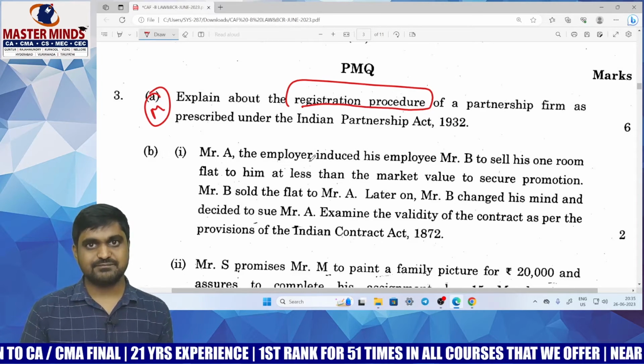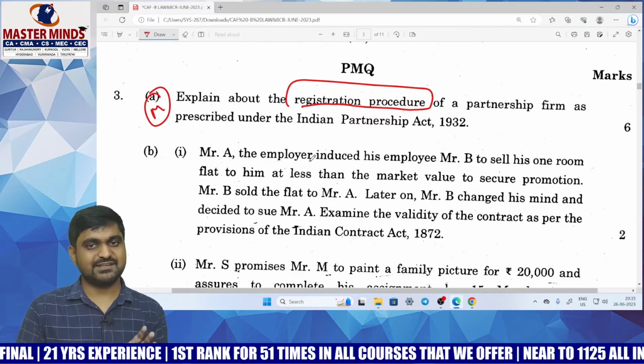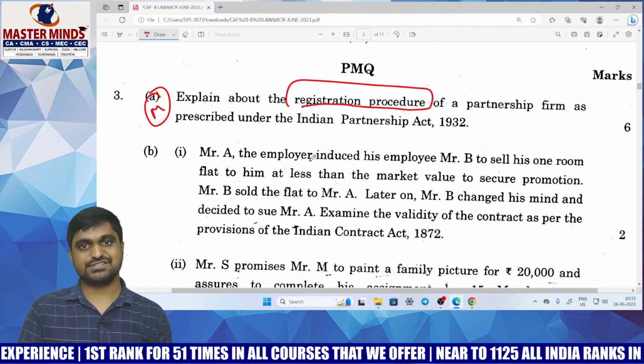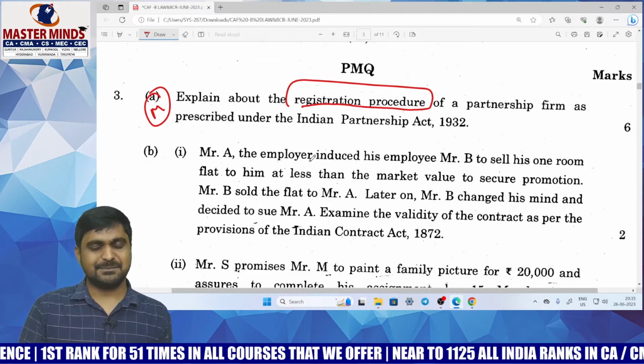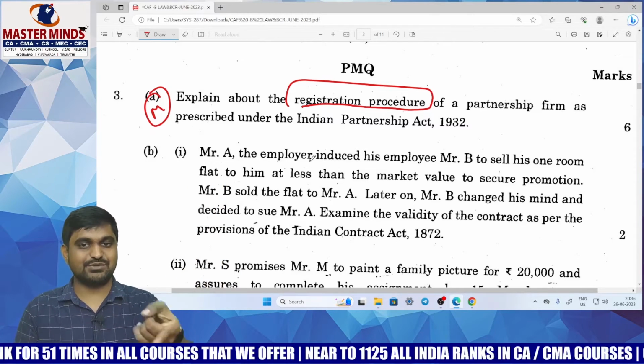Straight question only, easy question only, but the problem is that it is unexpected. So generally in case of registration, people expect questions about disabilities of non-registration and its exceptions, but the same was already covered in the previous attempt. That's why instead of that question, now this question was covered.